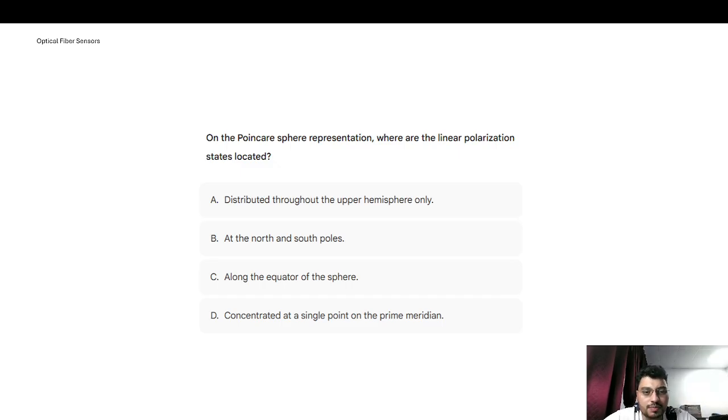On a Poincare sphere representation, where are the linear polarization states located? Option A, distributed through the upper hemisphere only. Option B, at the north and south poles. Option C, along the equator of the sphere. And option D, concentrated at a single point on a prime meridian. Option C, along the equator of the sphere.